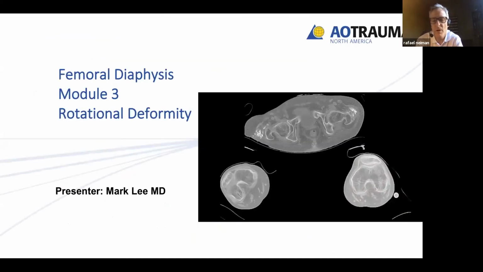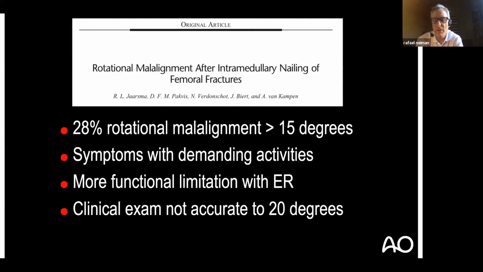Next, we went into Mark Lee's topic, which was rotational deformities. And Mark did a really nice job of giving you very practical points on how to do this. And some of these are critical, really. He went through some of the reasons or the indications for that, and really, that there's a high degree of malrotations out there when we nail femurs.